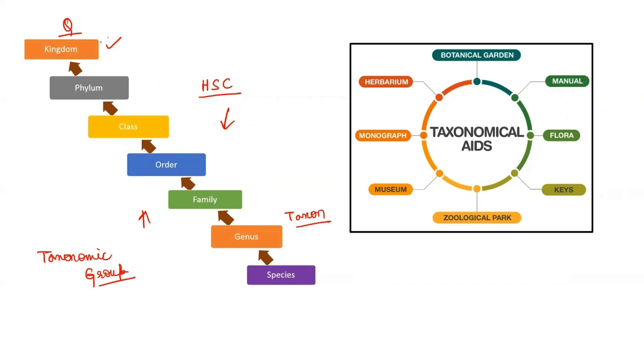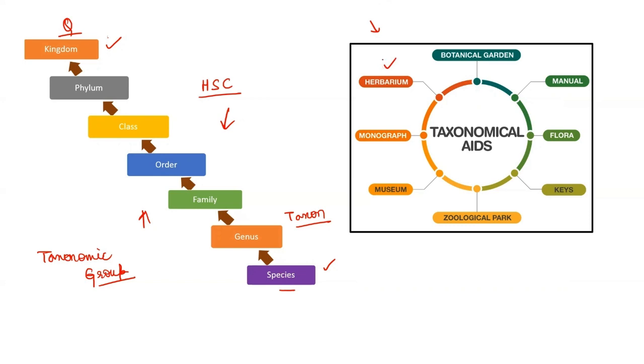So this is the most dissimilar, or you can say this is the most inclusive group, whereas a species is the most similar group, but the least inclusive group. It has individuals which look like each other. Morphologically similar organisms or populations are placed in the species. Then we talk about the taxonomical aids that are important. We talk about herbarium. What is the size of herbarium? Where are herbariums kept? What is the meaning of herbarium?